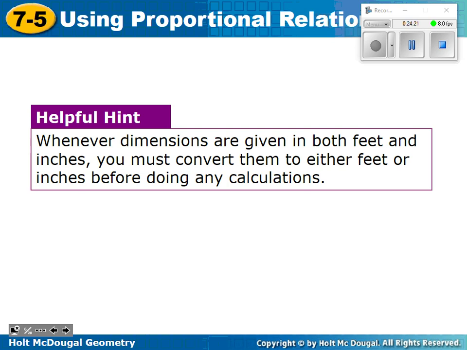But if I were out there measuring the flagpole, I could not measure my height as 5 feet 7 inches, because that's in feet and inches. You have to convert to one or the other. So I would either need to say 5 feet and 7 out of 12 inches, or I would need to convert that to 67 inches. 67 inches looks better. So you would either do feet or you would do inches, but you can't have both in the same problem.